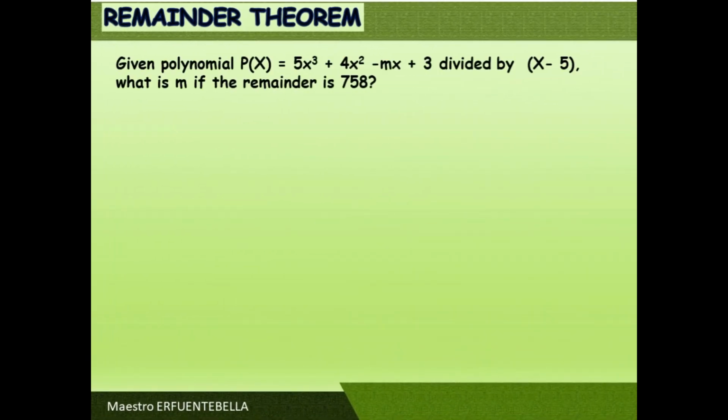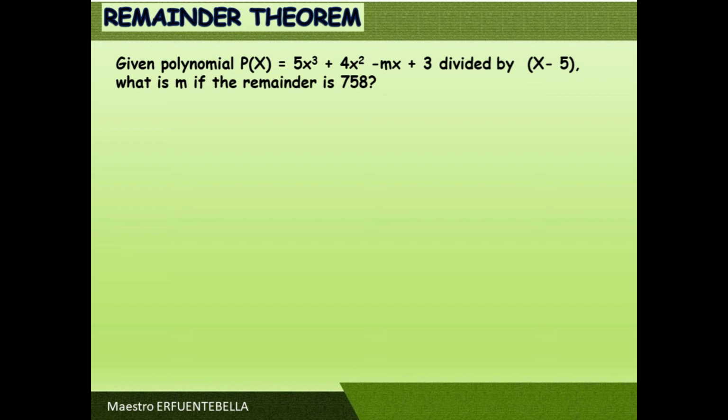Okay, so another example. This time, we have the missing numerical coefficient on the given dividend. For example, we have p of x is equal to 5x cubed plus 4x squared minus mx plus 3 divided by x minus 5. So what is the value of m if the remainder is 758?